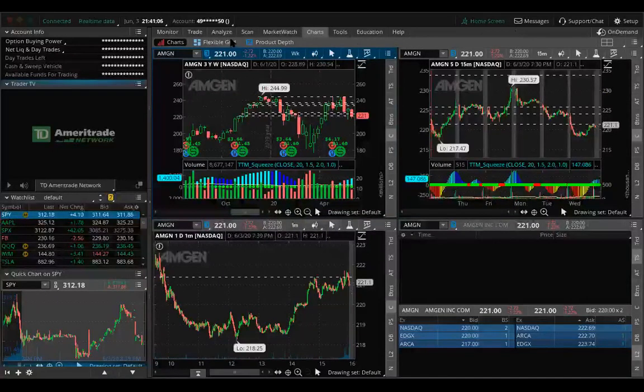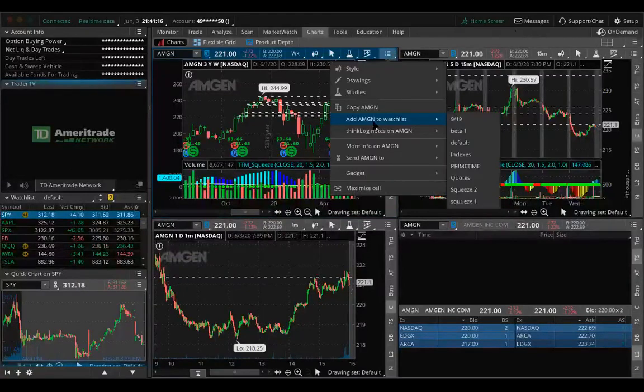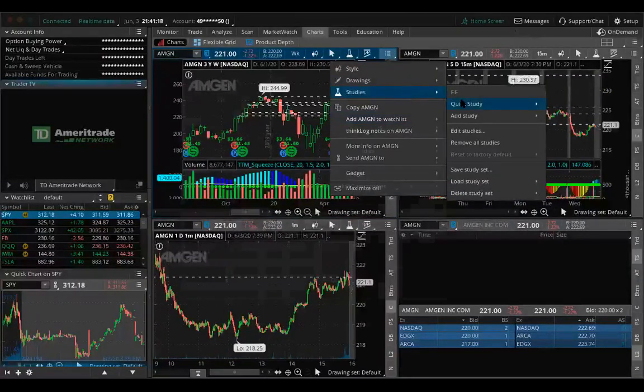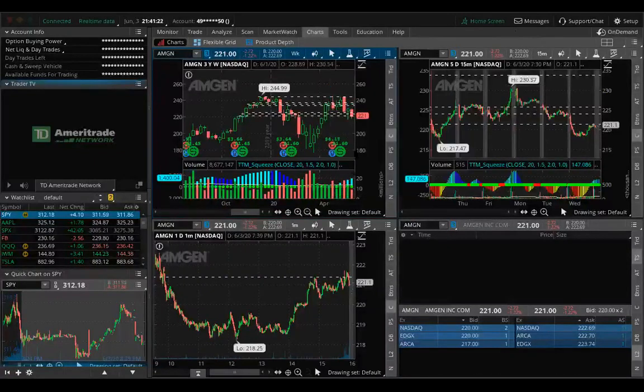Want me to hide my volume bars? Yeah, let me edit my volume bars real quick so you guys can see the squeeze better. Let me do that for you. Sorry about that. Is that better?